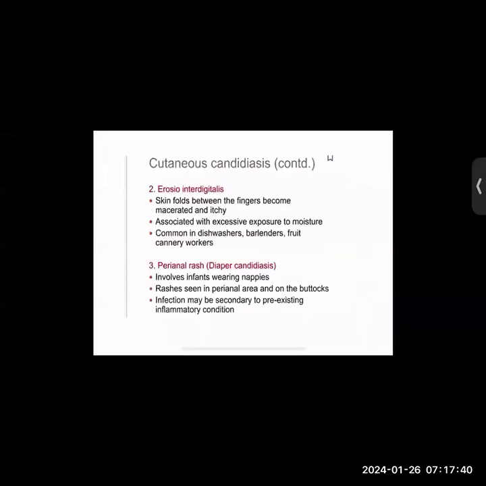Next slide, please. We have erosio interdigitalis, where the skin folds between the fingers become macerated and itchy, associated with excessive exposure to moisture, and it's common in dishwashers, bartenders, and fruit cannery workers. Then we have diaper candidiasis, which involves infants wearing nappies. Rashes are seen in the perineal area and on the buttocks. Infection may be secondary to a pre-existing inflammatory condition.